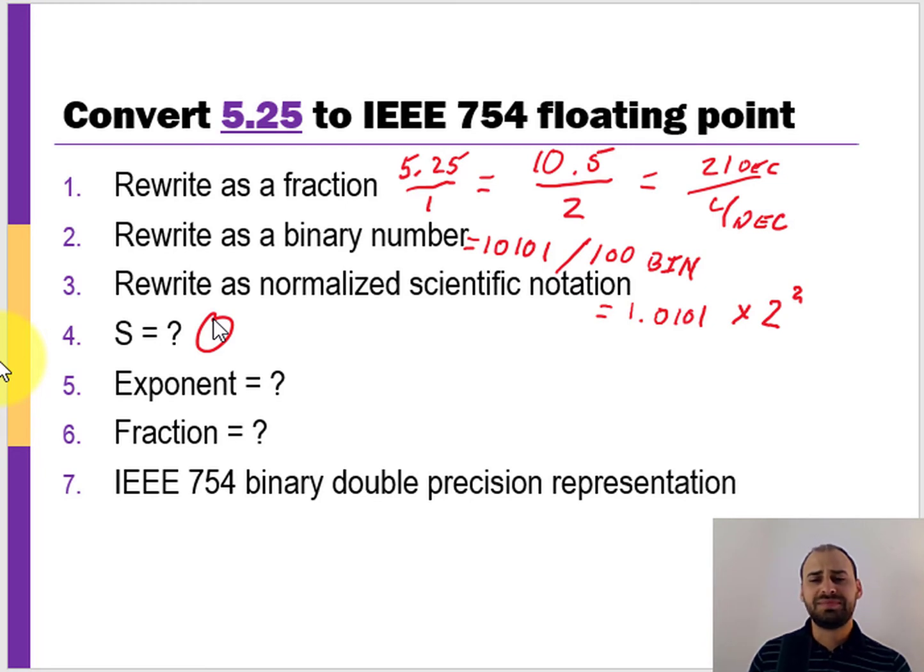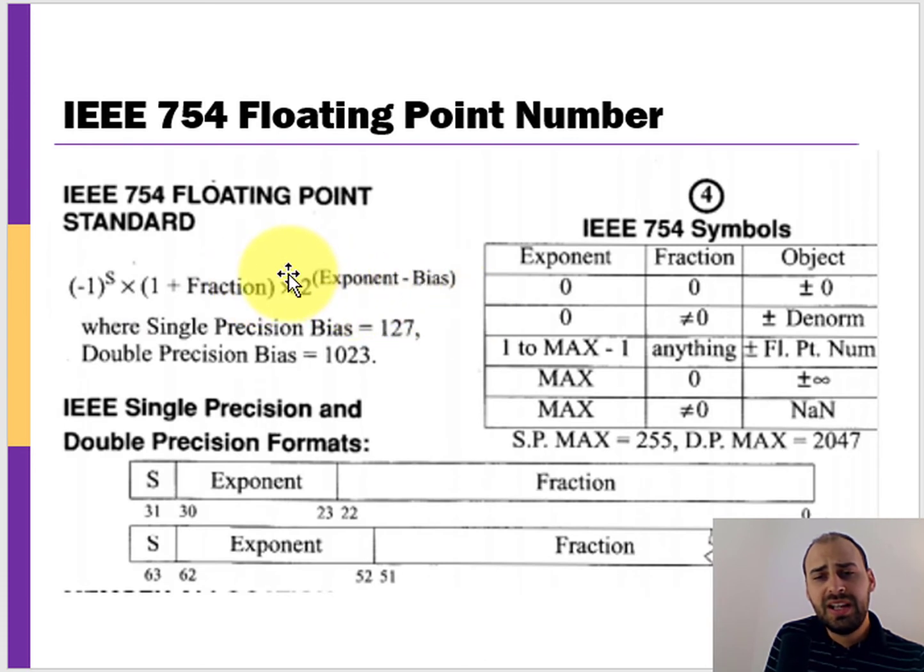The exponent, we're going to get by looking at this number here. To get it in scientific notation, we were raising 2 to the power of 2. So we want to figure out the exponent. We look here at the equation, and we can recall that we're going to take the exponent and subtract the bias, and we know that this is going to be equal to 2. So let's take this expression here. We're trying to find the proper exponent.